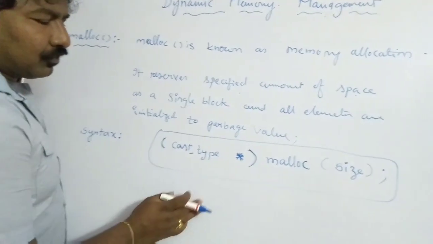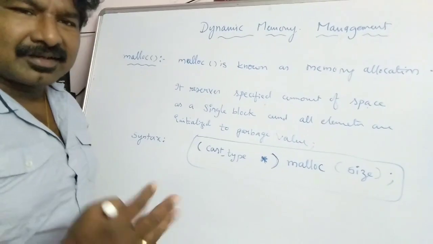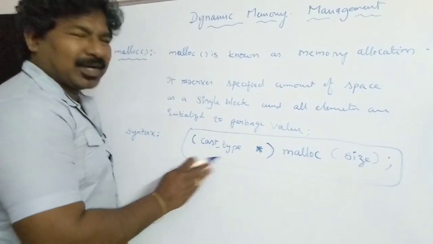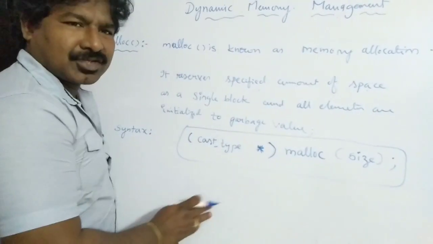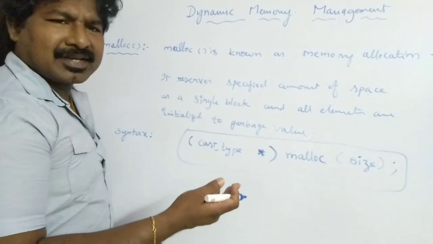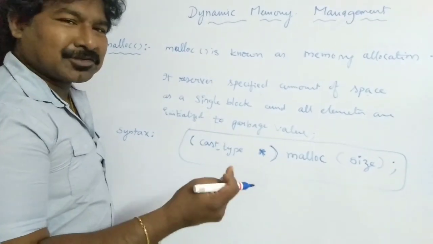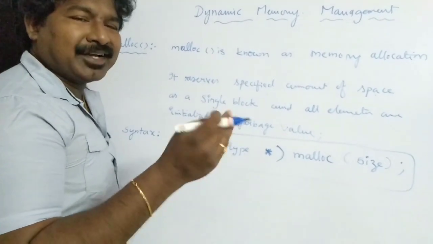Okay friends, we know that there is a concept called typecasting. Typecasting means you can convert one data type into another data type. Why we are using typecasting here with the malloc function is, malloc will reserve the specified amount of space as a single block and return the starting address of the first byte. But that address is a void type address.